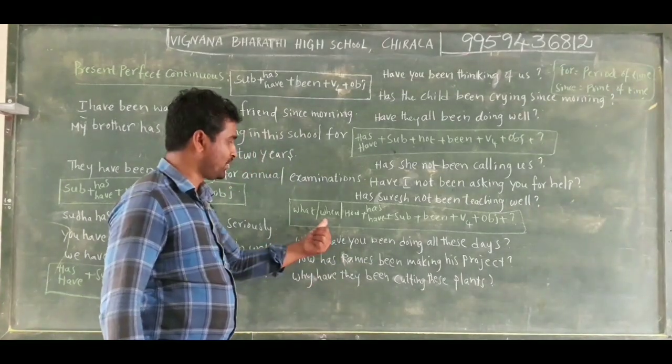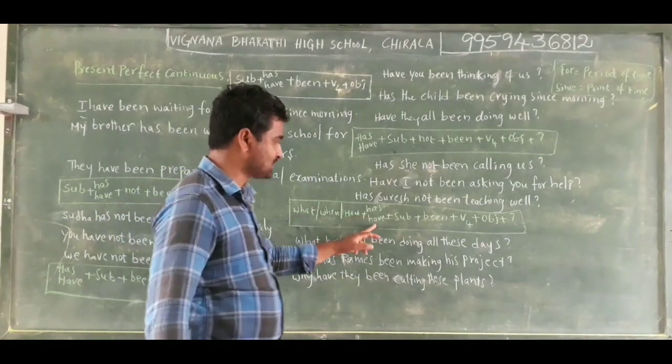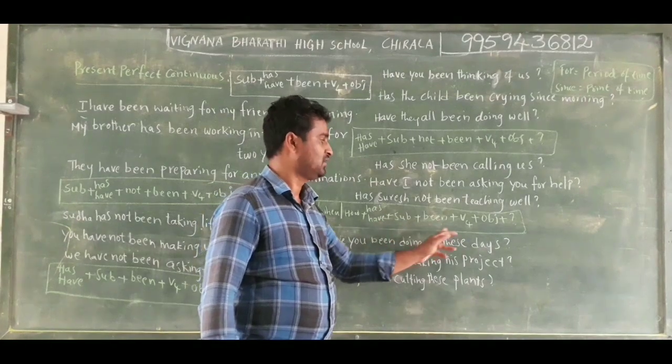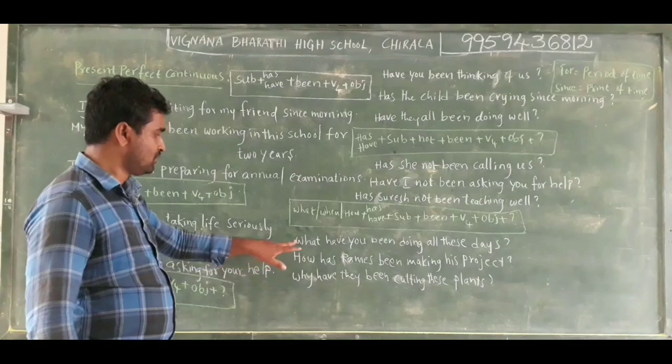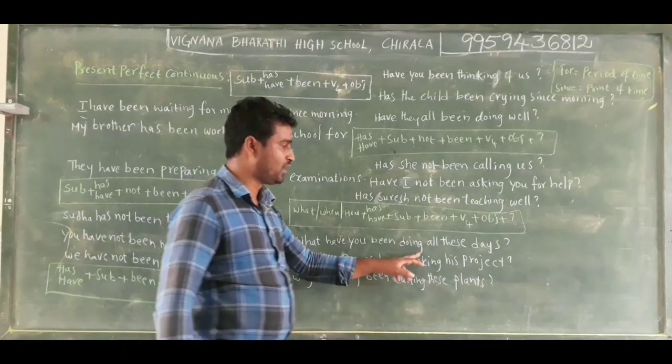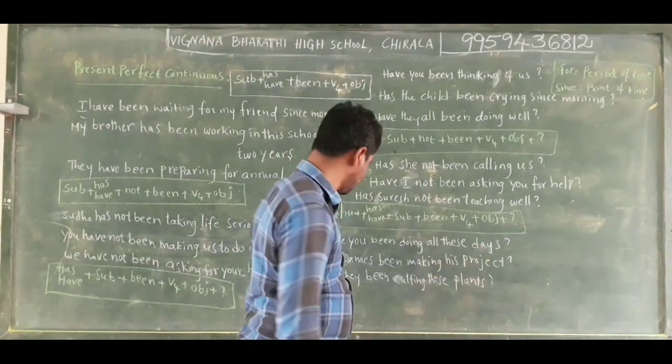Double H word: what, when, how, why, etc., followed by has or have, subject, been, verb 4, and object. If you look at the examples, what have you been doing all these days?